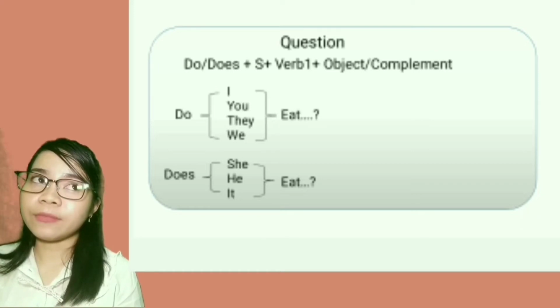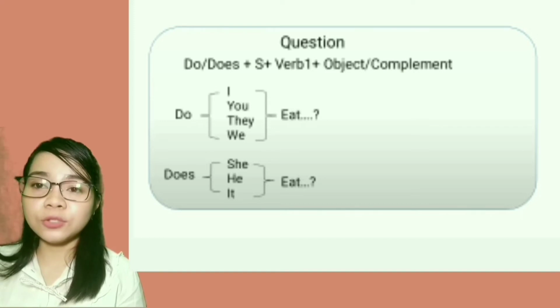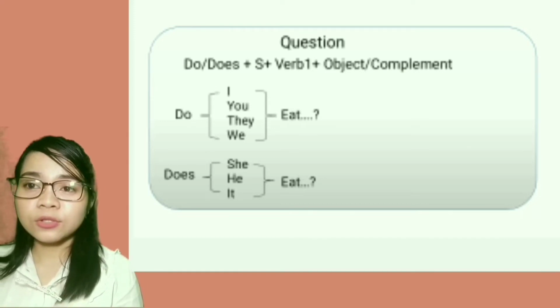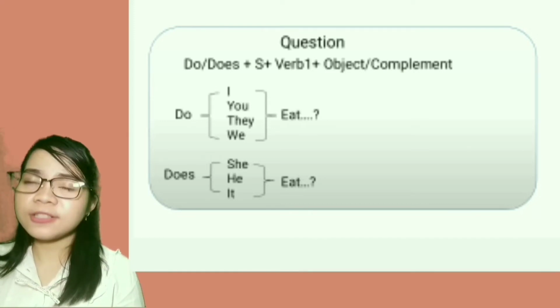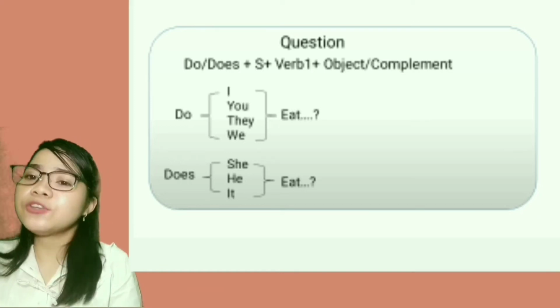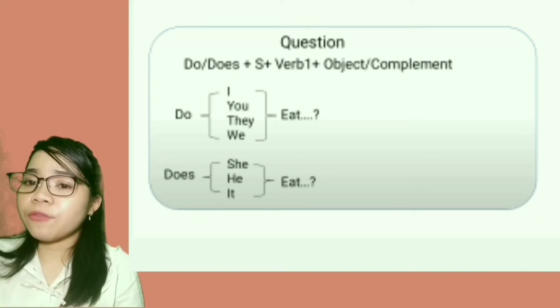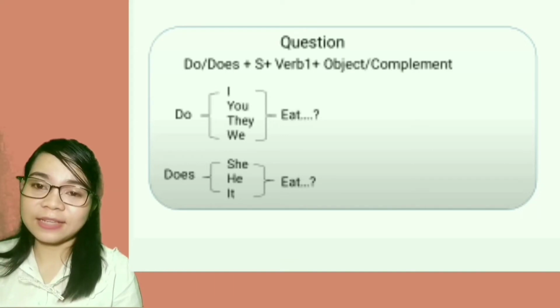And then if the subject is you, they, we, it becomes do you cook? Do you eat? For example, do you eat banana? Do you cook banana? Or do you eat hamburger? Do you cook fried rice or something?